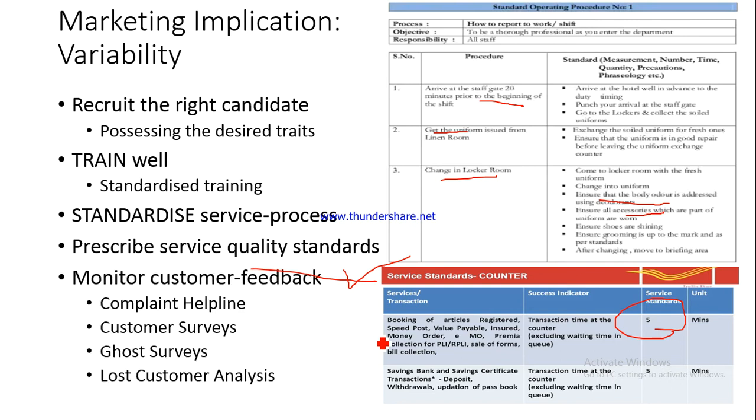And then you have to monitor the customer feedback. You can have a customer helpline wherein the customer can call up and complain. You can conduct random customer surveys.